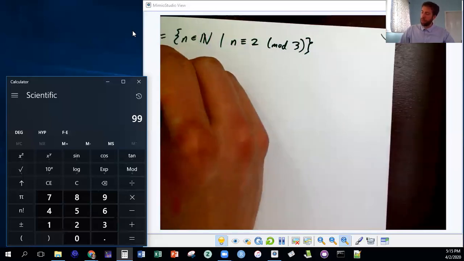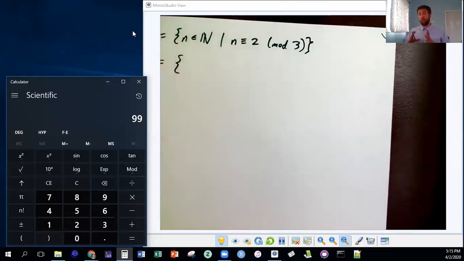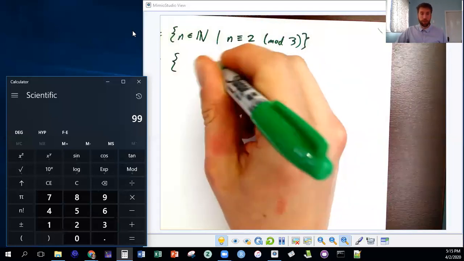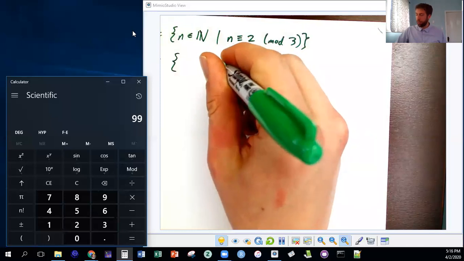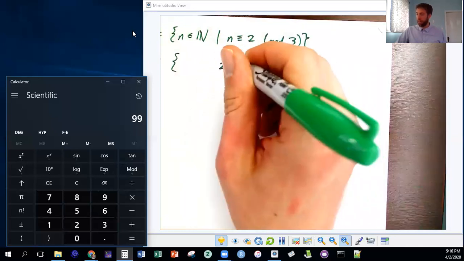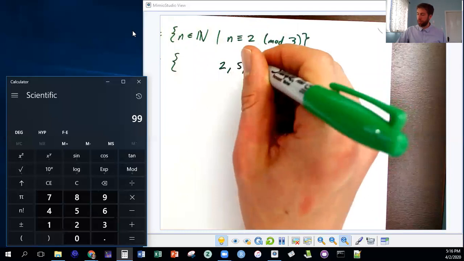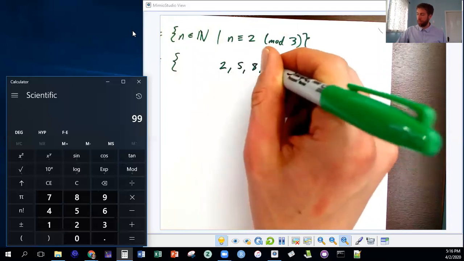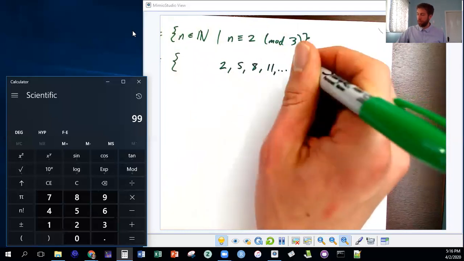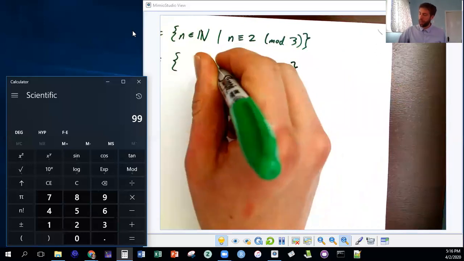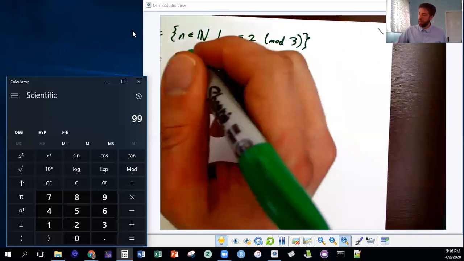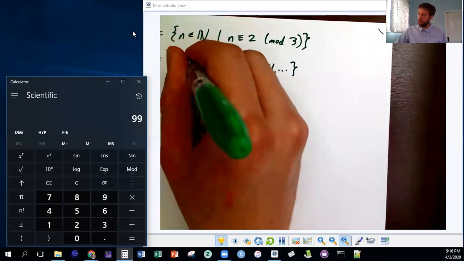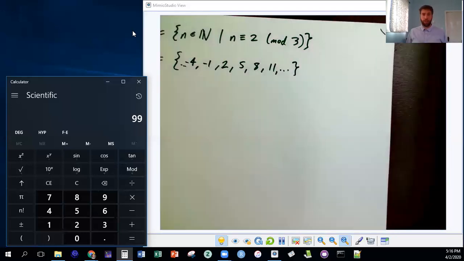Okay, and then let's use the roster method. What are some numbers congruent to 2 modulo 3? So we'll put 2. 2 is always congruent to itself. Then plus 3 is 5, plus 3 is 8, plus 3 is 11, and you can see the picture there. Then we're going negative: -1, -4. Make sure you have your dot, dot, dots on both sides because it goes both ways.